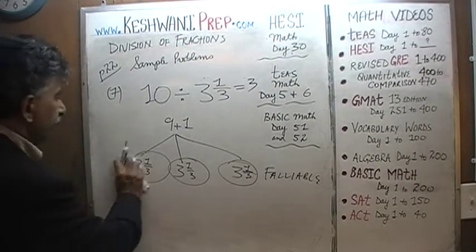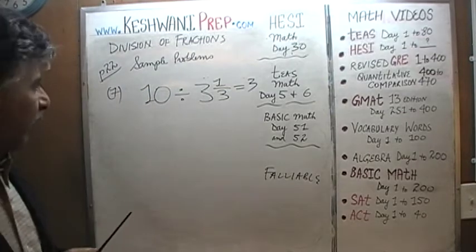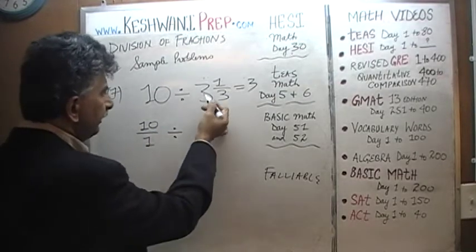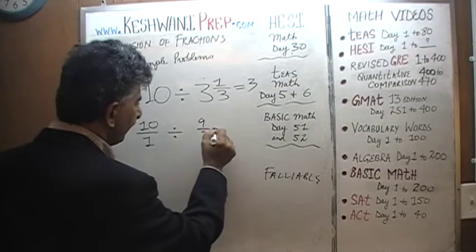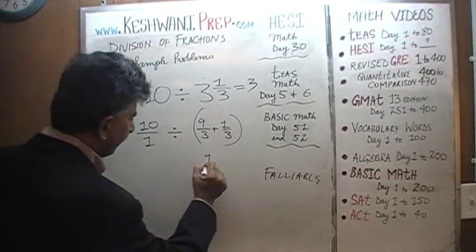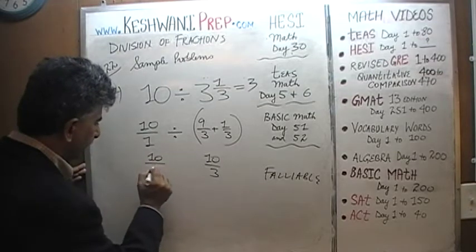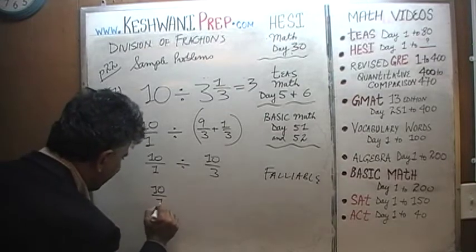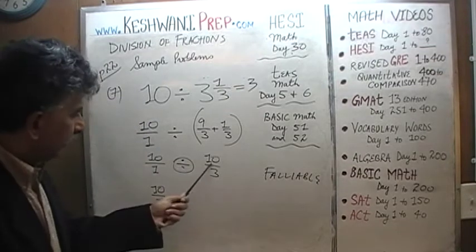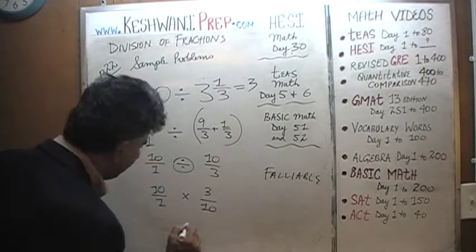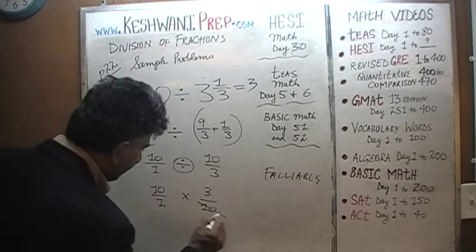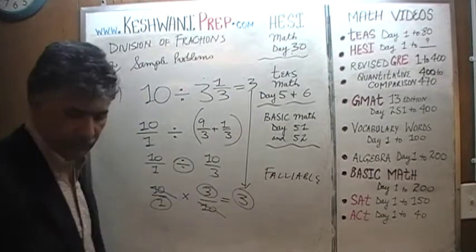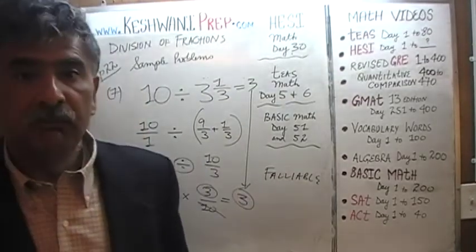Let's do it out just for practice. 10, which can be written as 10 over 1, divided by 3 1/3. 3 1/3 can be written as 9/3 plus 1/3, which is 10/3. So we have 10 over 1 divided by 10/3. That in turn becomes 10 over 1, and division becomes a multiplication sign, and 10 over 3 becomes 3 over 10. We see 10 on the top and 10 on the bottom, the 10 cancels out, and it's just 3 divided by 1. The answer is 3. As we said, it was a very silly question.